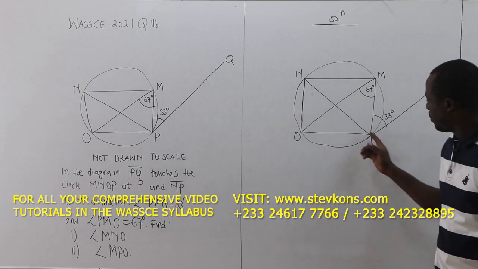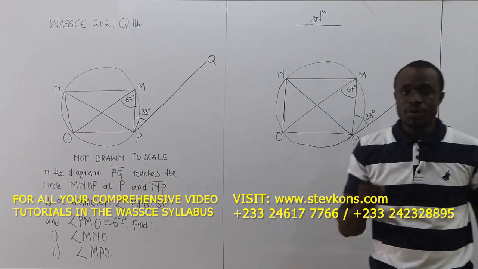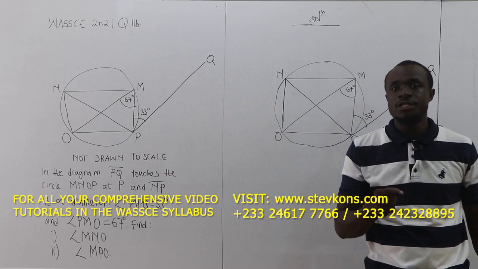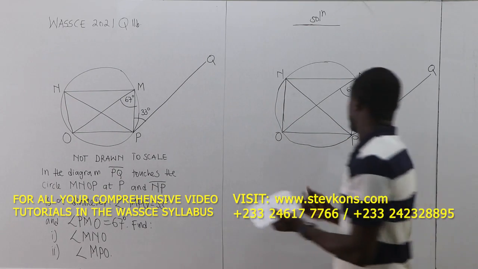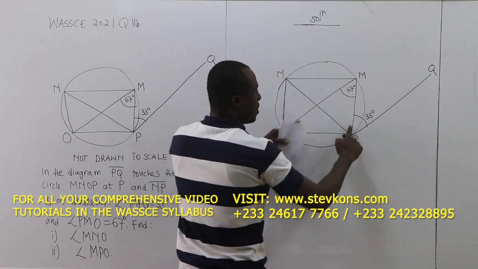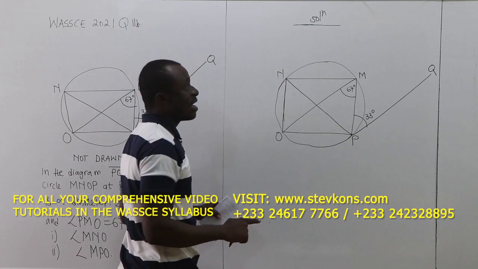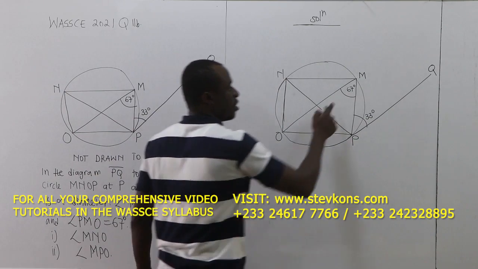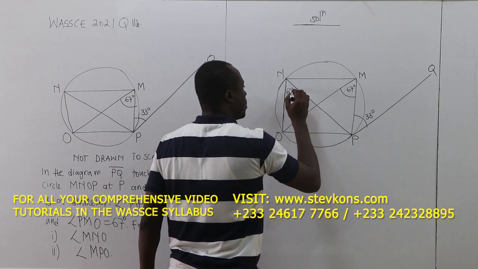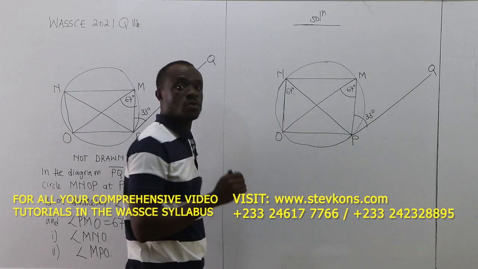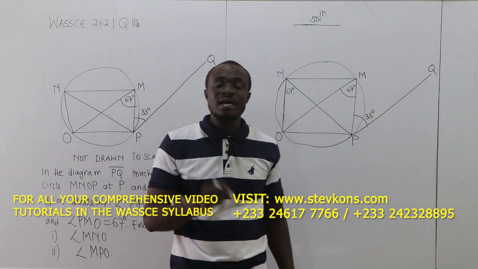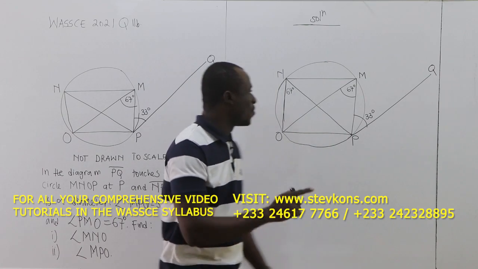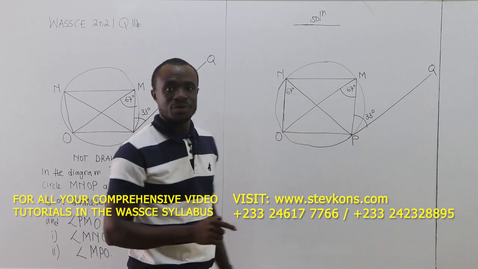Now, OP is a chord. And we know that the angles a chord makes at the circumference in the same segment are equal. Because of that, OP is making an angle of 67 degrees at M. The same OP is also making an angle at N. So if this is 67 degrees, the angle here is also 67 degrees. Why? The angles a chord makes at the circumference in the same segment are equal.